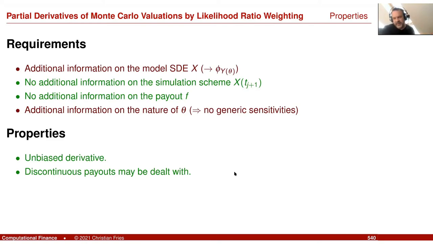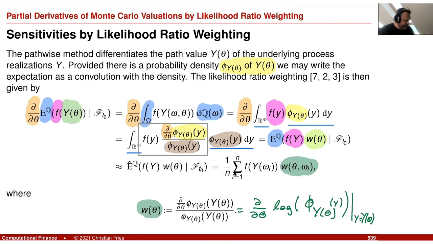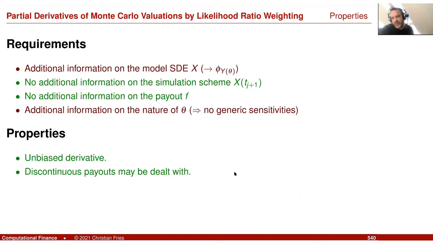It's an unbiased derivative, so it's still formulated with respect to the differentiation in analytic form. So I do not have a finite difference. And discontinuous payoffs appear to have no problem because I'm not differentiating f. So this is a very good thing here. I do not care if f is discontinuous. Let's have a look at how this looks in the Black-Scholes model, in our example, in the code.